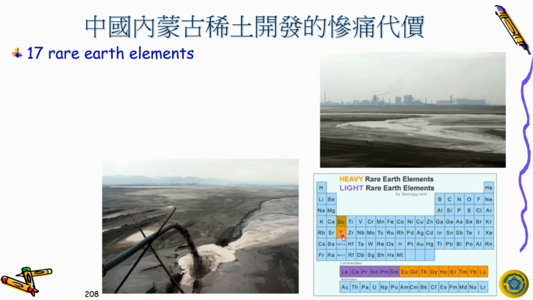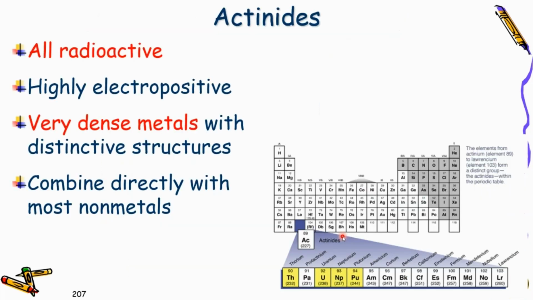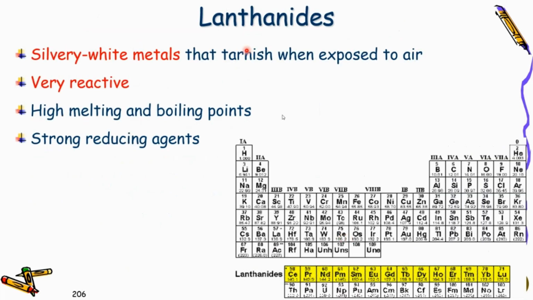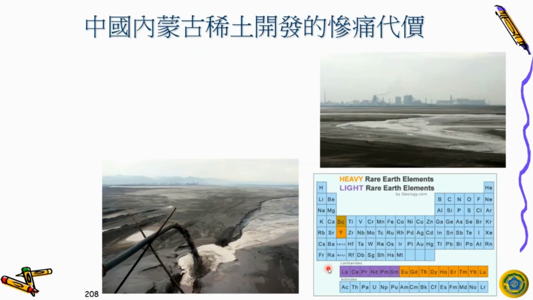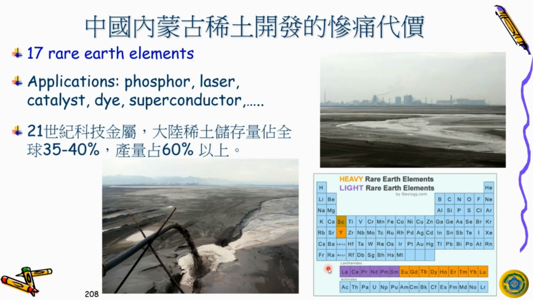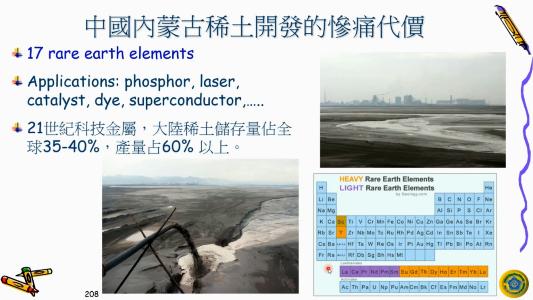Just for your information, the lanthanide group is very, very important for semiconductors and for very high-tech applications. So it's very important to have these metals. And these metals are mainly in mainland China. So there are many applications that use these elements.